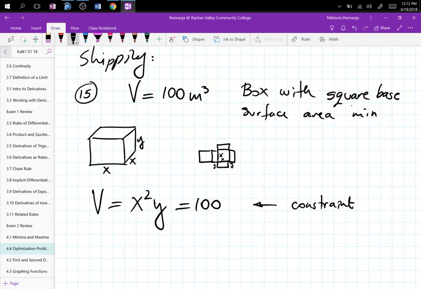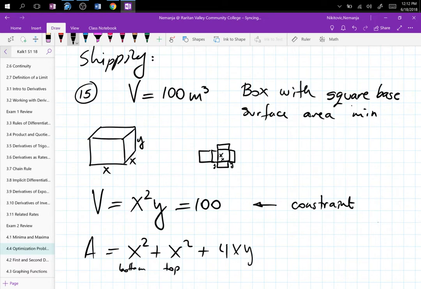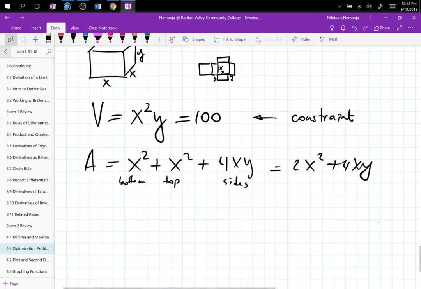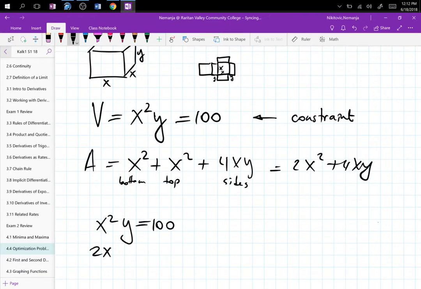What's the area of the bottom or the top of the box? Yes. So surface area is going to be x squared on the bottom plus x squared on the top plus 4 sides. So 2x squared plus 4xy. So I have my equations. X squared y is 100, and 2x squared plus 4xy equals a minimum.